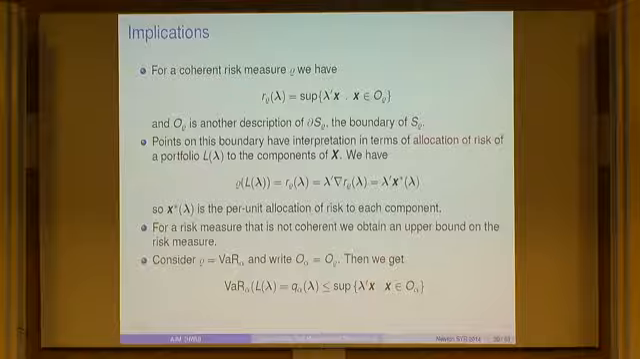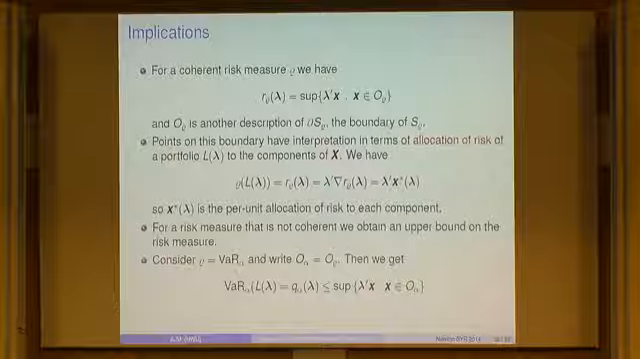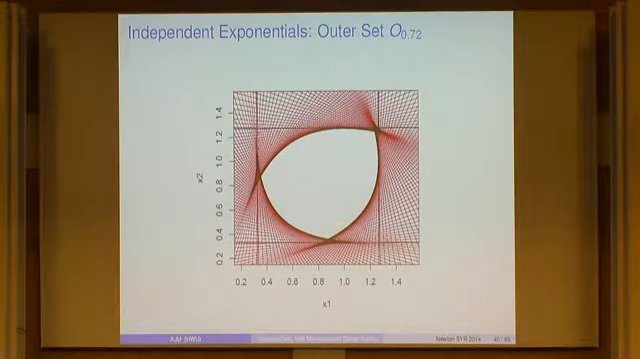For a risk measure that's not coherent, what we do is we get an upper bound for the risk measure. So let us take value at risk, which is not a coherent risk measure. And in this case, I've written this outer set O, I've called it O alpha. Then we know that the value at risk of a portfolio L lambda is always bounded above by the supremum of lambda transpose X for scenarios X in O alpha. I think this is largely of academic interest, but it does give me an excuse to create one more picture, which is this one.